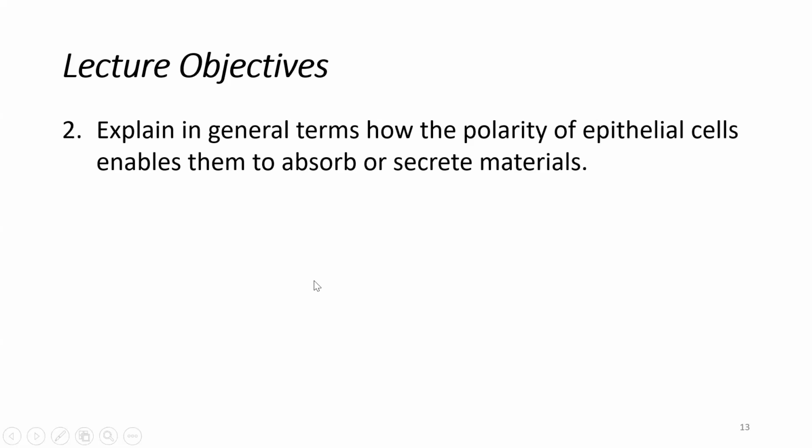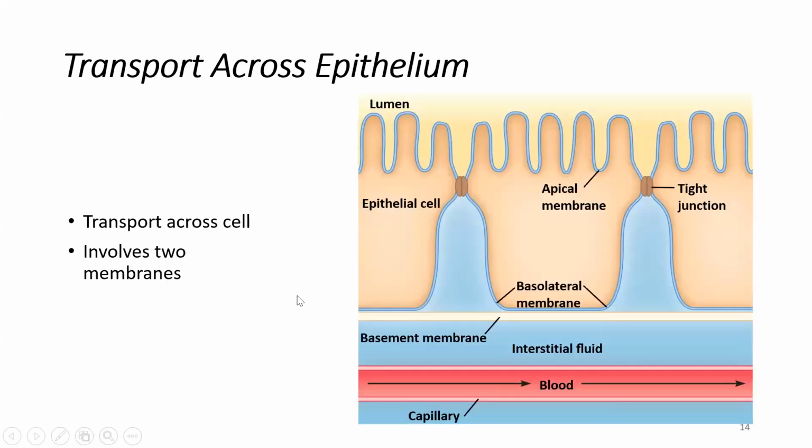is to explain in general terms how the polarity of epithelial cells enables them to absorb or secrete materials, okay? And let's take a second here and describe what epithelium is. So epithelia, or epithelium, is really the tissues that line all of our internal body cavities. It forms the skin. So the skin is an example of an epithelial layer.